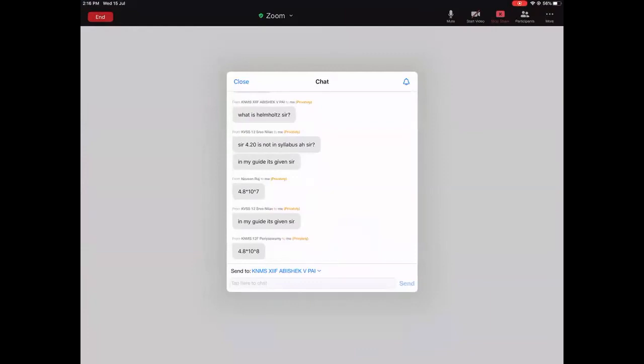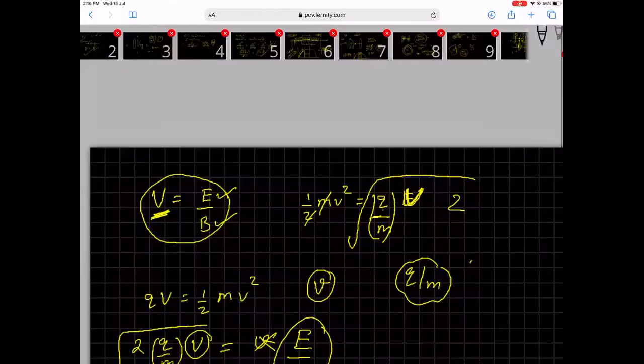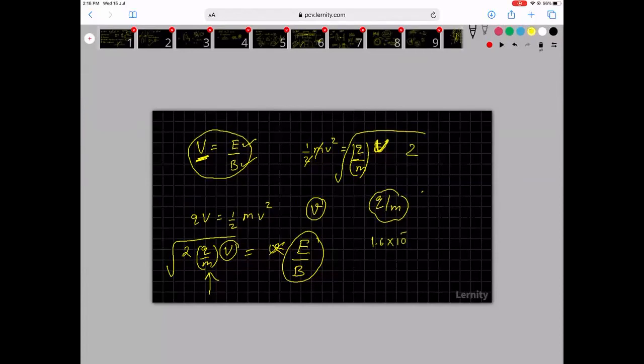So you're getting some 4.8 into 10 power 7 or something. Yeah, so that's what the earlier scientists have found out, and then they try to guess. Suppose it's an electron. So an electron means 1.6 into 10 power minus 19 divided by 9.1 into 10 power minus 30. So this becomes 11 here. So this is not an electron.